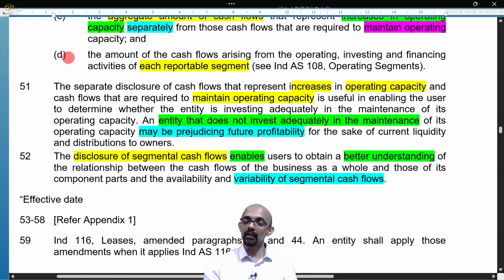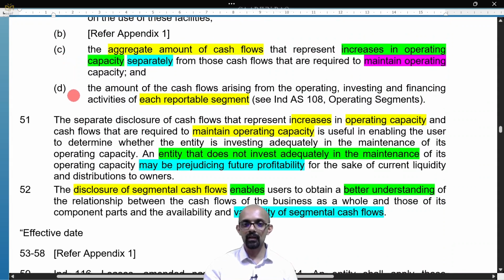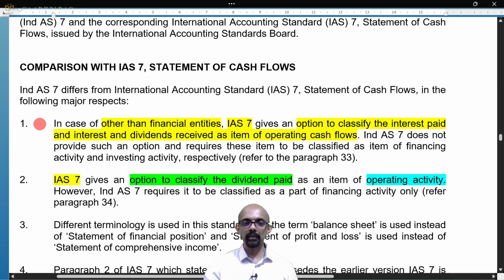For example, even replacement of a machine without increase in operating capacity, that also will come here, right? Then segment wise information. So, operating, investing and financing activities of each reportable segment, that is also encouraged. And then difference between IAS 7 and Ind AS 7.